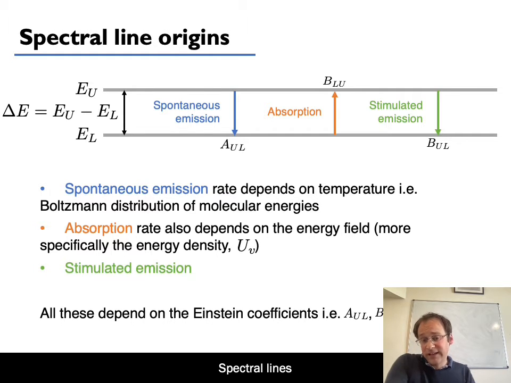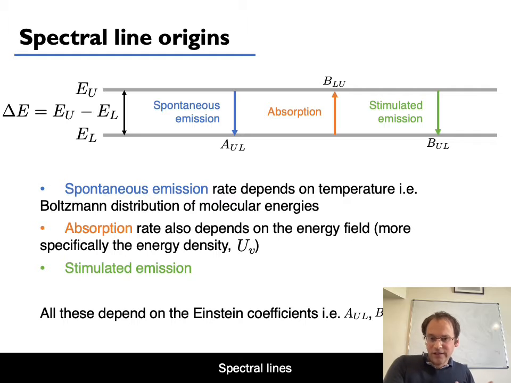We have spontaneous emission. Spontaneous emission occurs because a given molecule is in a higher energy state, and it just, with some probability, randomly emits a photon. The rate at which that occurs depends, of course, on how many of that molecule are actually in the upper state to begin with, which depends on the excitation temperature of the gas that we're considering. But it also depends fundamentally on the probability of that transition occurring, and that's parameterized by what's called the Einstein A coefficient.